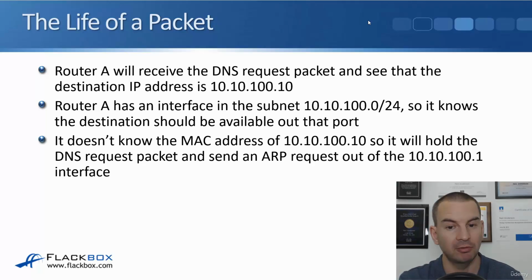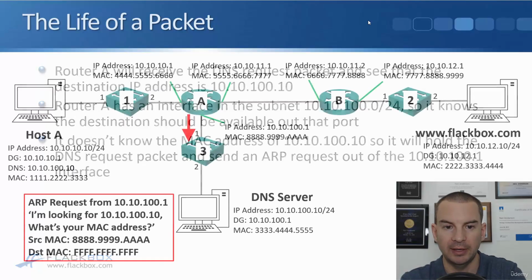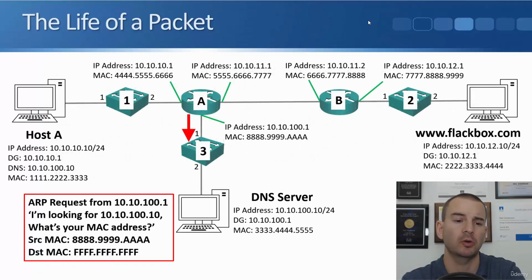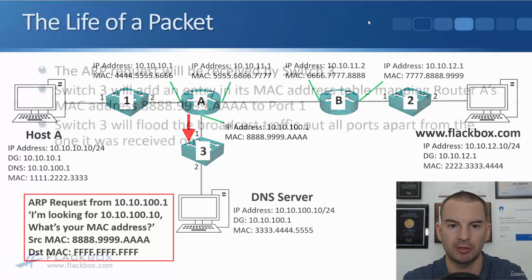It doesn't know the MAC address of 10.10.100.10 yet though, so it will hold the DNS request packet and send an ARP request out of the 10.10.100.1 interface. So there goes the ARP request. That's from 10.10.100.1 on the router. It's looking for 10.10.100.10, asking what its MAC address is. It comes from a source MAC of 8.9.a, which is on that interface on the router. The destination MAC is always the same for an ARP request, f.f.f, the layer 2 broadcast address.